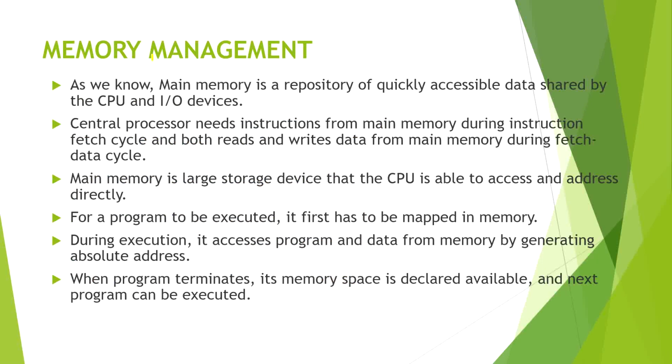Now talking about memory management, the OS also has to provide memory to the processes. As we know, main memory is a repository of quickly accessible data shared by the CPU and input output devices. The central processor needs instructions from main memory during the instruction fetch cycle, so it will take instructions from the main memory only, and it both reads and writes data from main memory during the fetch data cycle. In the von Neumann architecture, I showed you that it will fetch the data, and main memory is a large storage device.